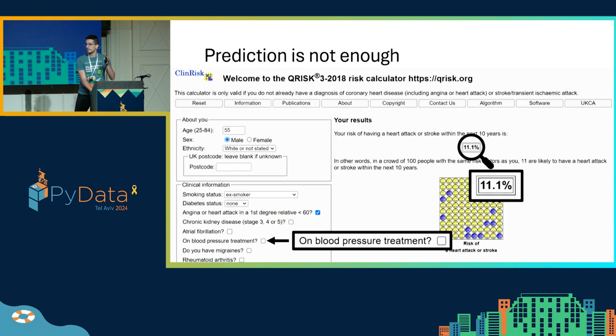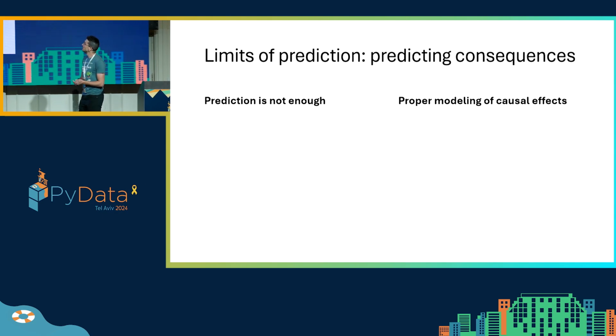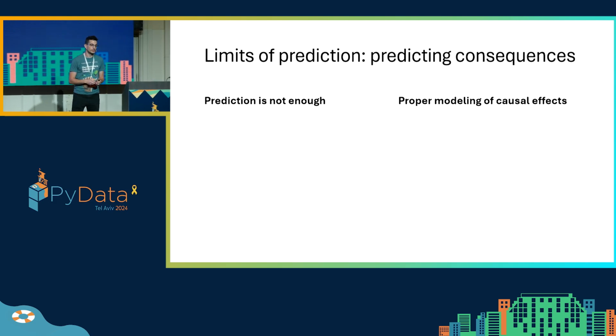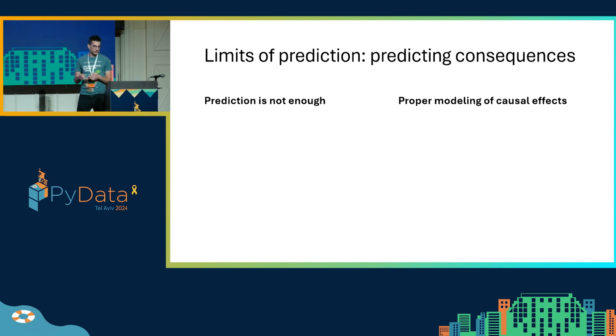So take a moment, make a prediction. 3, 2, 1. The risk has increased, which is strange. So this example demonstrates two important limitations of prediction as we know it.